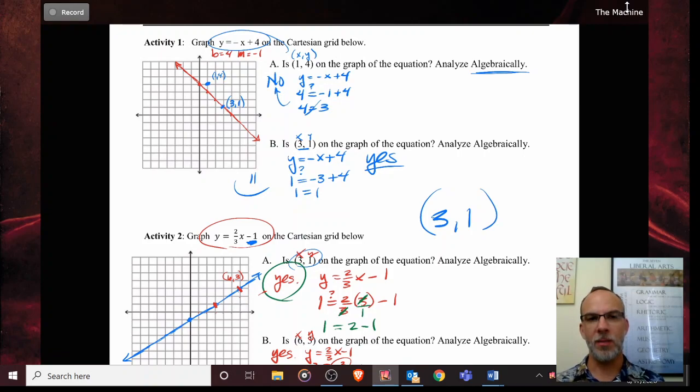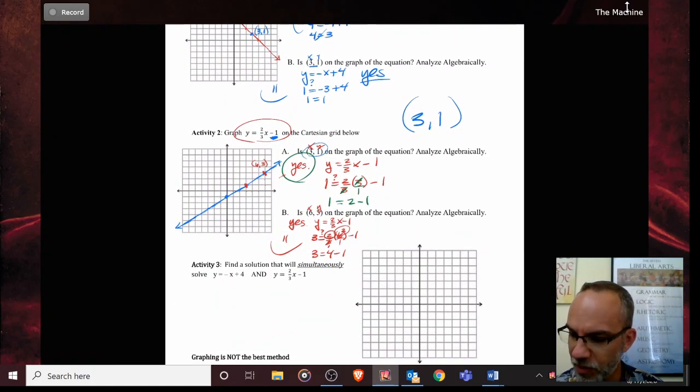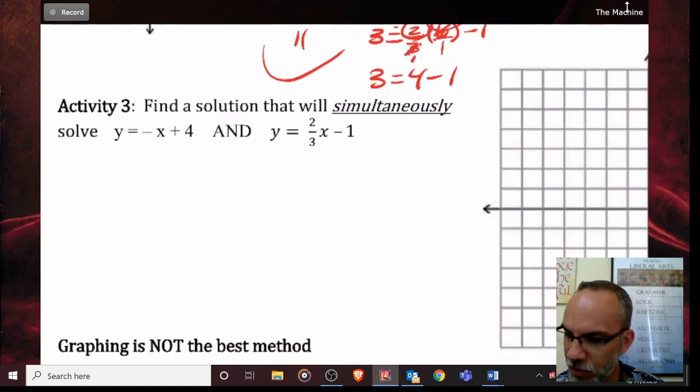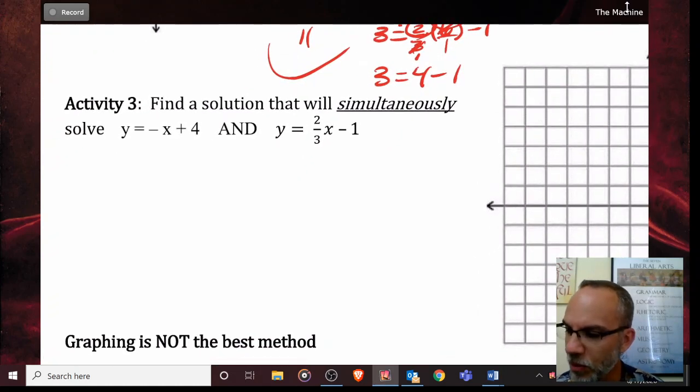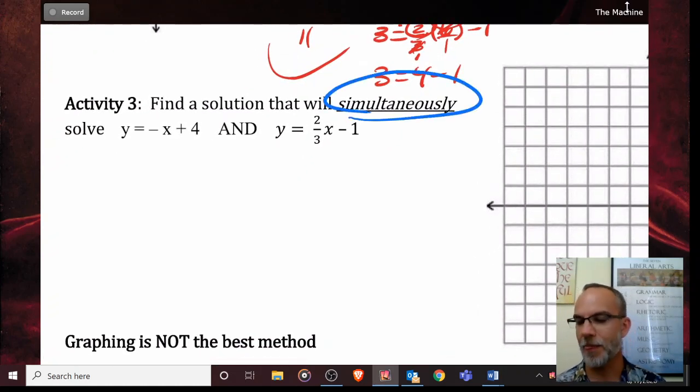Well, if the solution to an equation is the graph of the equation, and we've got 2 different equations, let's do 2 different graphs on the same coordinate grid. So activity number 3. Find a solution that will, and here's the key word, simultaneously. This is equation number 1, and this is equation number 2. Simultaneously means at the same time.